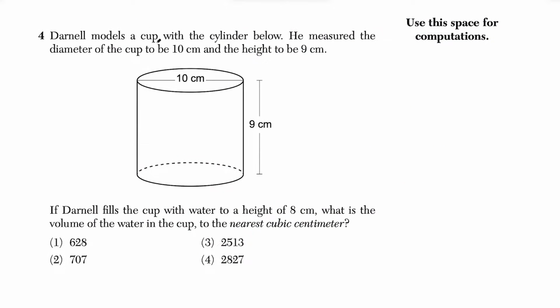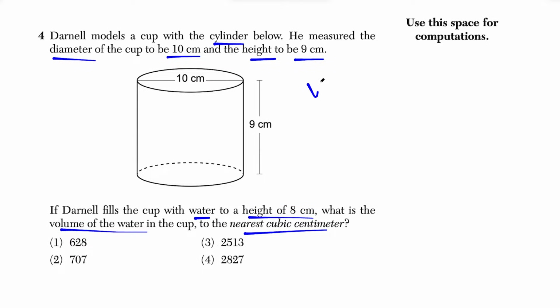Question 4, Darnell models a cup with the cylinder below, and he measured the diameter of the cup to be 10 centimeters and the height to be 9 centimeters. If Darnell fills the cup with water to a height of 8 centimeters, what is the volume of the water in the cup to the nearest cubic centimeter?